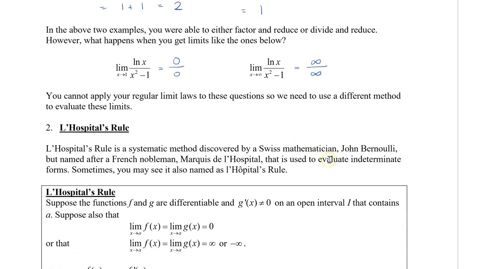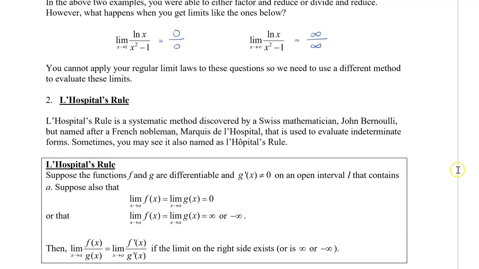L'Hospital's Rule is a systematic method. It was discovered by a Swiss mathematician named John Bernoulli, although it was named after a French nobleman, Marquis de l'Hôpital. And it's used to determine indeterminate forms like we just found above. Now, sometimes you will see in textbooks that it's also named L'Hopital's Rule without the S. So here is L'Hospital's Rule.